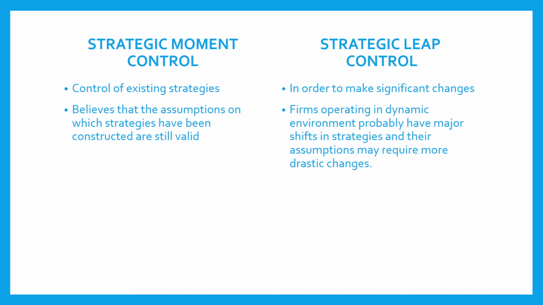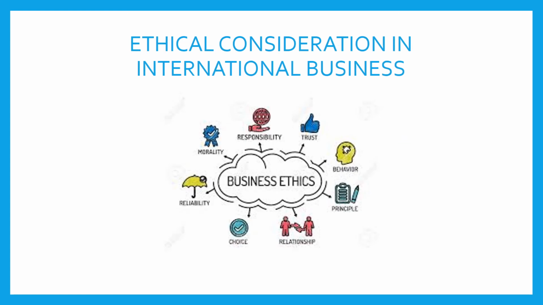When the environment is relatively stable, we go for strategic movement control. When the environment is very dynamic, and probably has major shifts, strategies and their assumptions may require drastic changes. In that condition, strategic leap control will be an important factor.